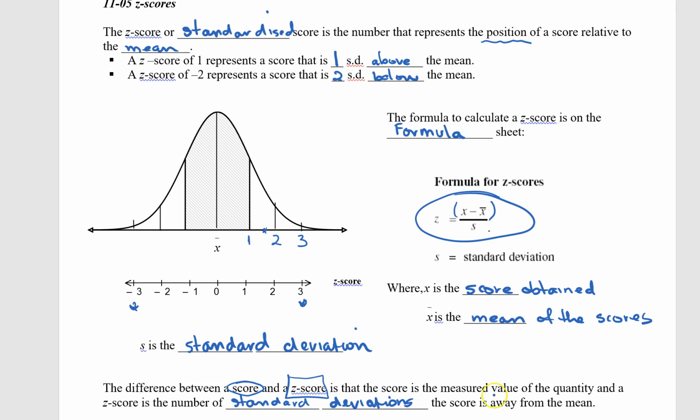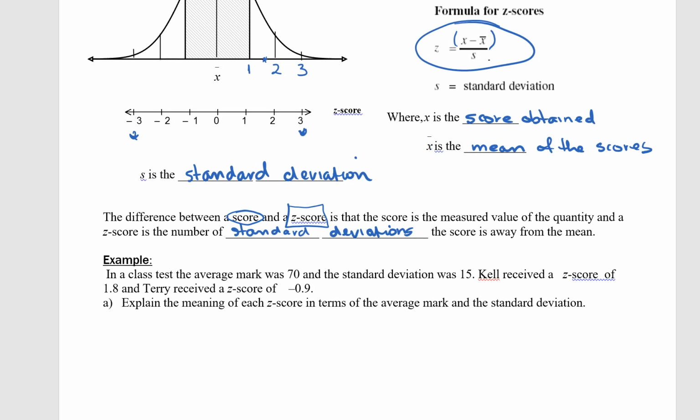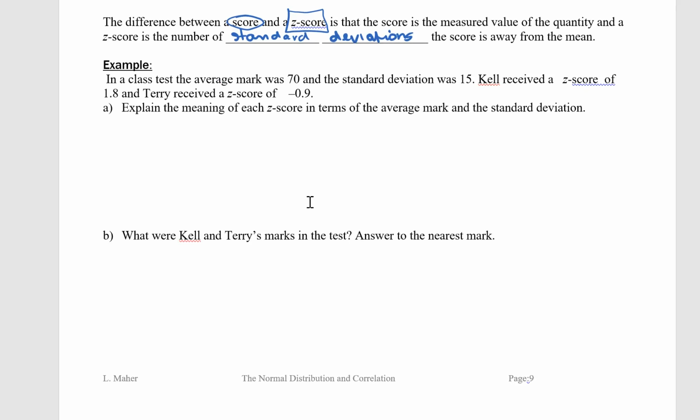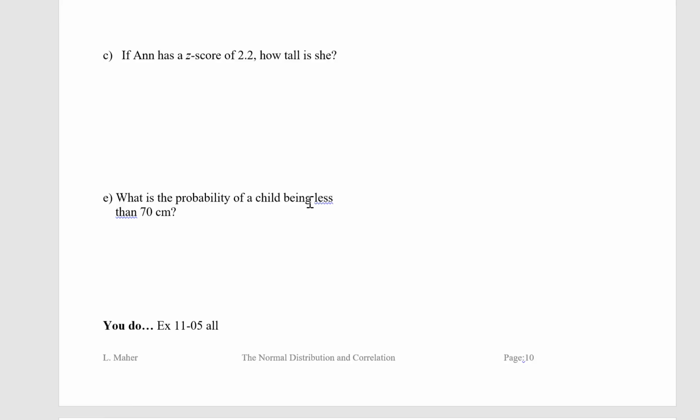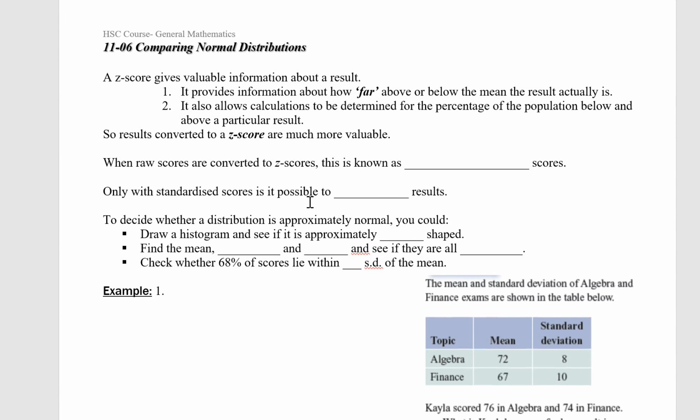The Z-score, so we know what a score measures. It's the value that you obtained as a result, whereas a Z-score measures the number of standard deviations that score you achieved is away from the mean. Now, it's again when we use these Z-scores that we're able to compare data, and that's what 1106 is all about.